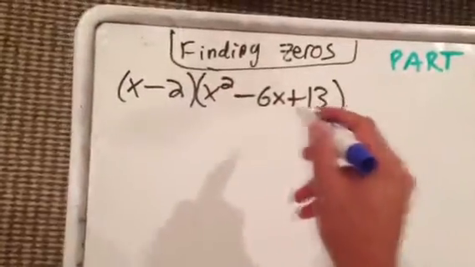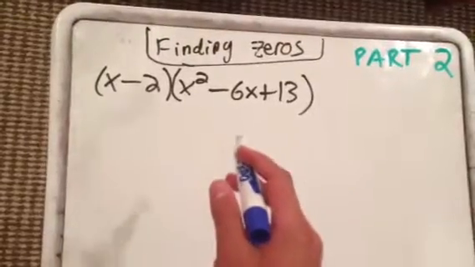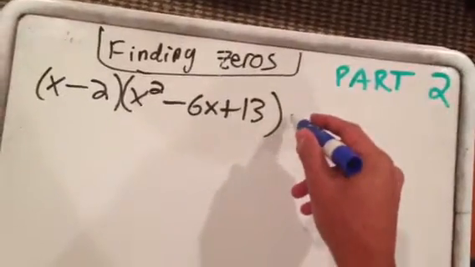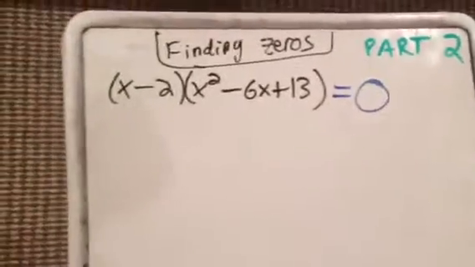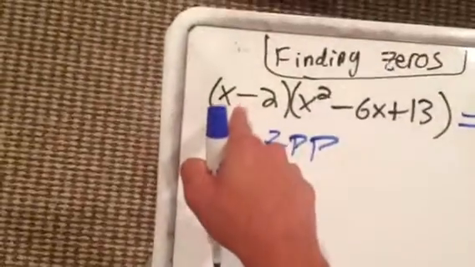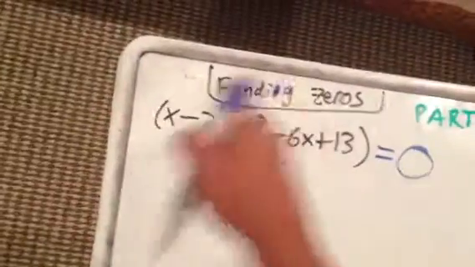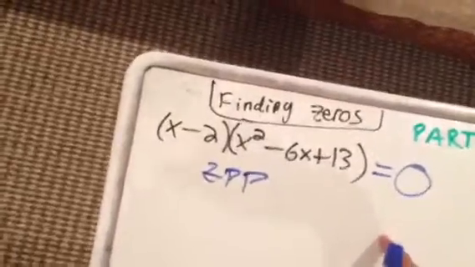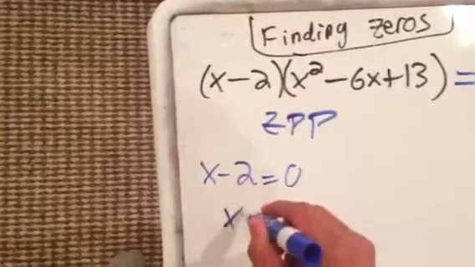So this is in factored form, and again, the original equation was x cubed minus 8x squared plus 25x minus 26. Now what we need to do is set this equal to 0 and use the zero product property. In other words, you set all the multiplied terms, the ones in parentheses, not each individual one, equal to 0. So we set x minus 2 equal to 0, and we get x equals 2.